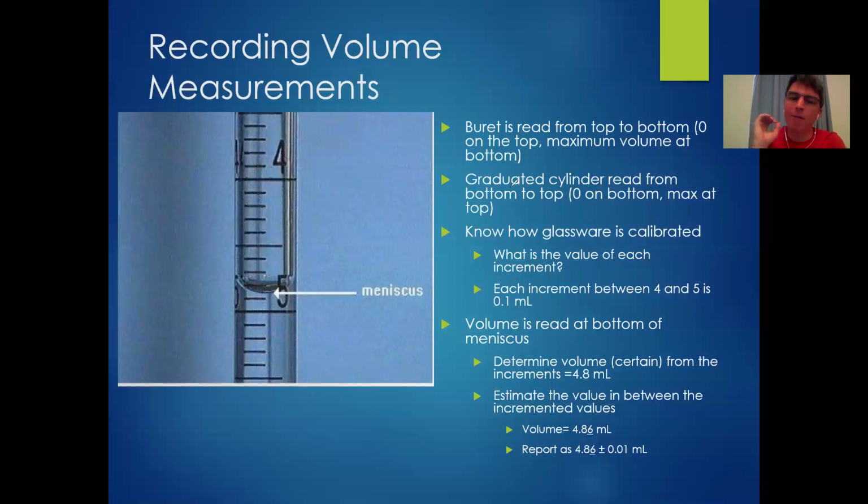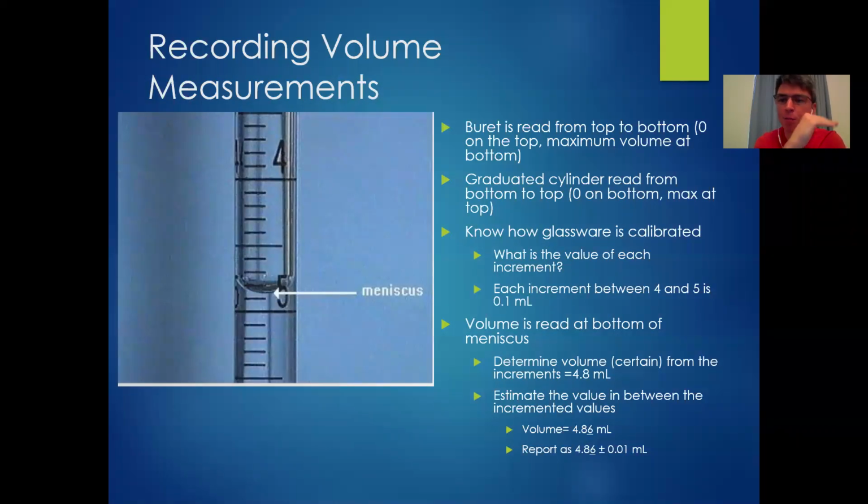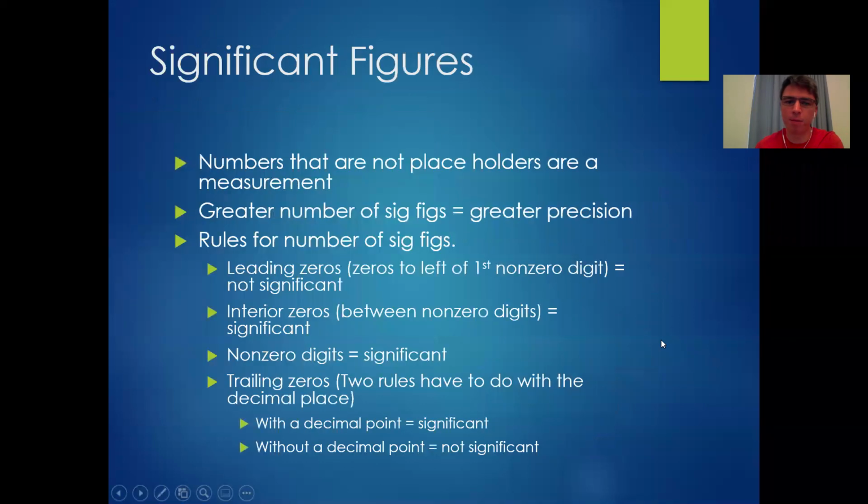So again, at eye level, from your meniscus, you should be estimating 1 decimal place further than what's marked off. So because this is marked off to 0.1 increments, you need to estimate to 0.01 or to 2 decimal places. And so we could just write that as 4.86, and the way scientists read that is 4.86 plus or minus 0.01. So there is some error in that last digit because you estimated it, and that error is the basis of significant figures. So what are significant figures?